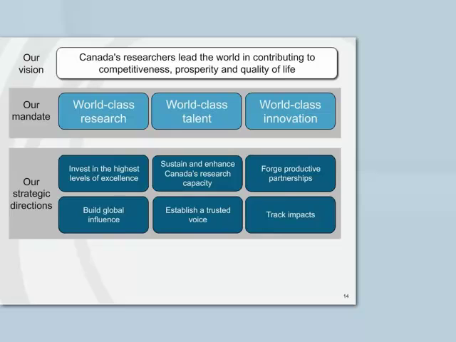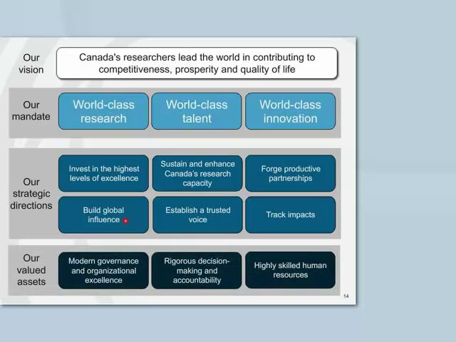And then the important element of our strategic plan is the strategic directions that we've identified. And here there are 6 strategic directions, 4 of which are of direct concern to you. The first one is to invest in the highest level of excellence. Number 2, to sustain and enhance Canada's research capacity. Number 3, forge productive partnerships. Then build global influence, the international character. And then establish a trusted voice and track the impacts of our investments.